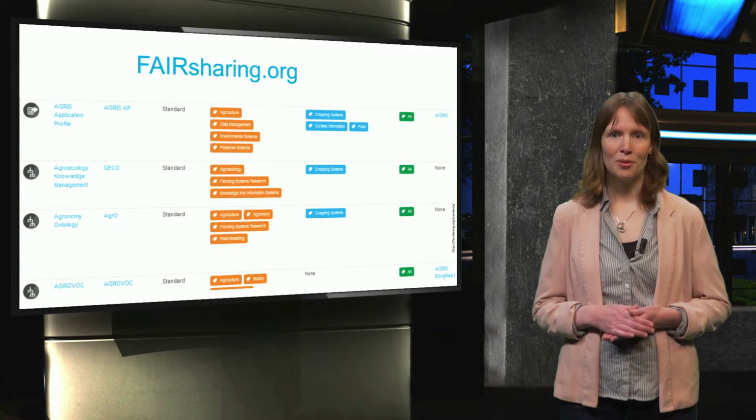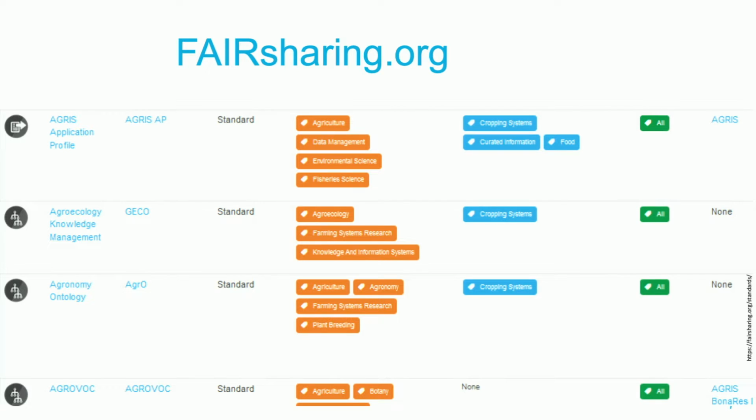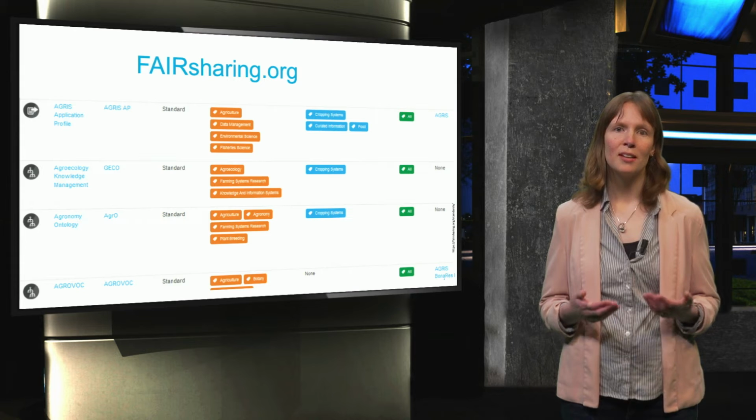The website of the FAIR Sharing Initiative provides an overview of metadata standards organized by discipline. On the website you can find links to information about various disciplinary metadata standards, including their profiles, tools to implement the standards, and examples of data repositories that are currently using such standards.